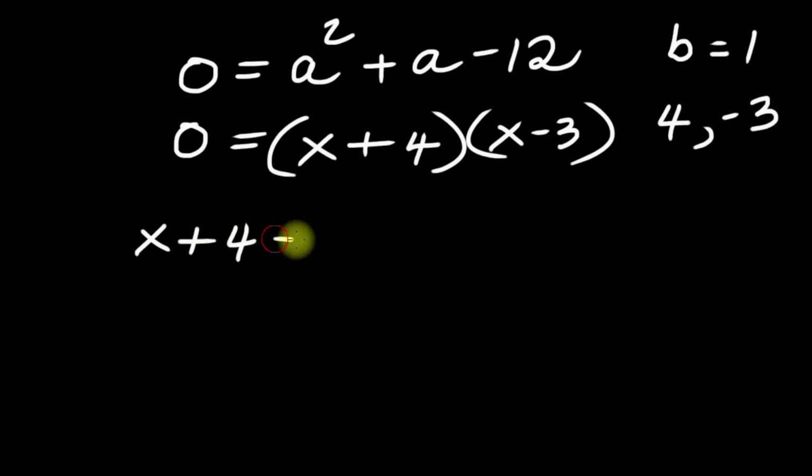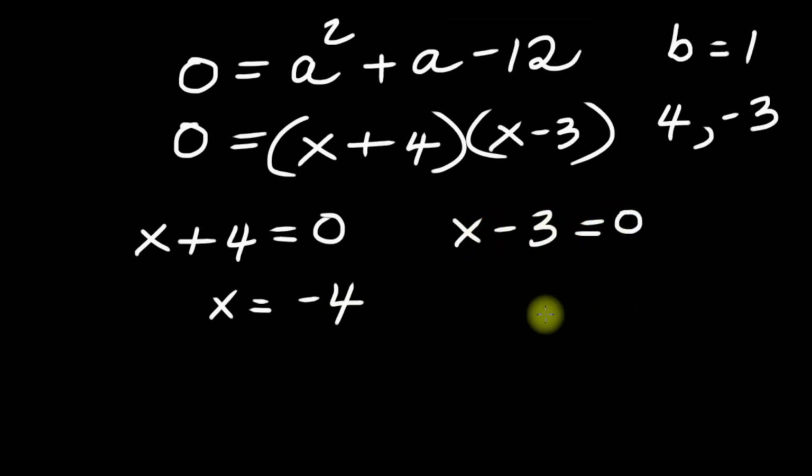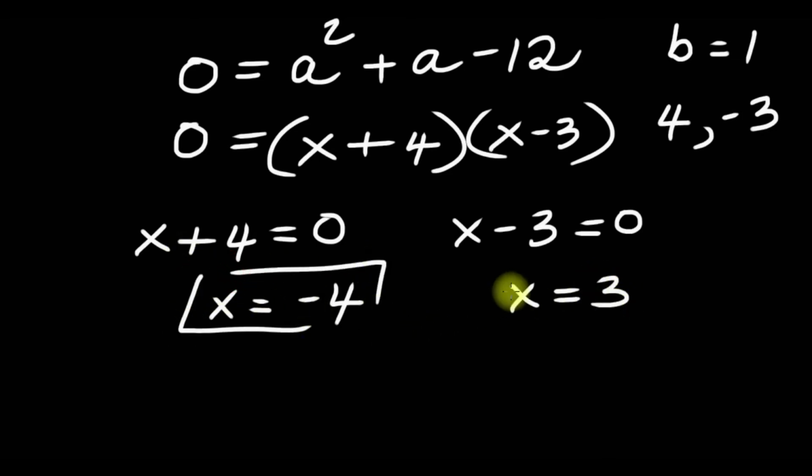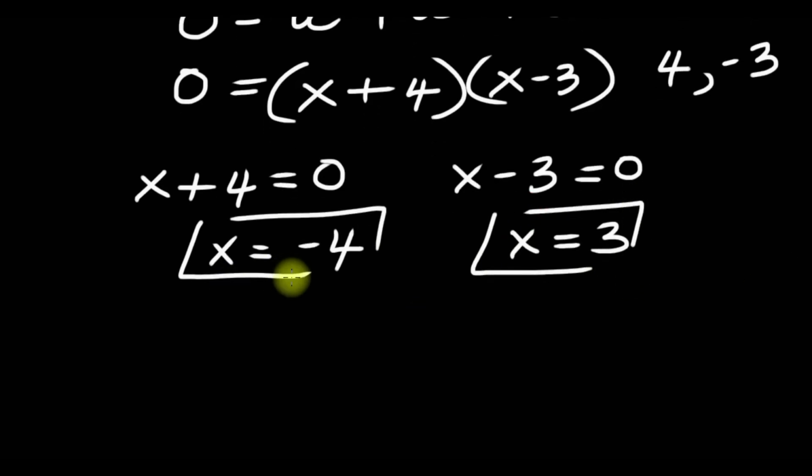x plus 4 equals 0, so this one's going to be negative 4. And then here you have x minus 3 equals 0, and that would be x equals 3. Okay, so we end up with these two numbers. And now we have to check for extraneous solutions, so we have to plug these numbers in for x of the original equation.